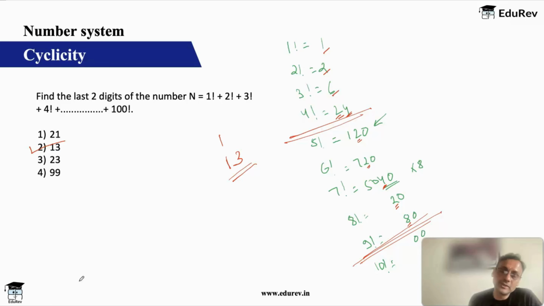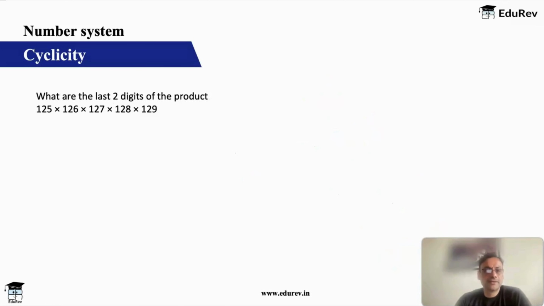We are going to, in the next class, look at factorial in more detail, and we are going to solve many more questions using the concept of factorial. But here the main focus is on last digit and last two digits. Okay, fine.